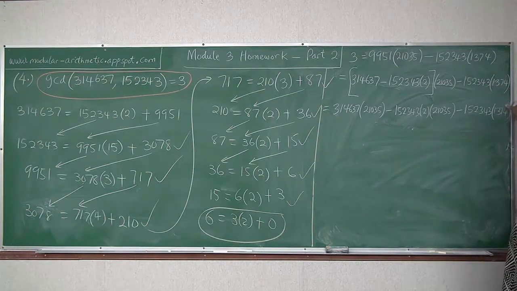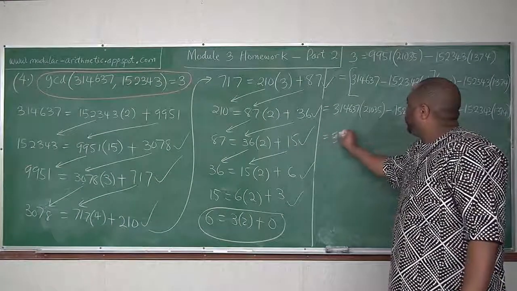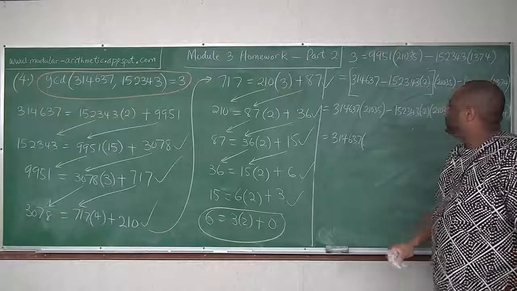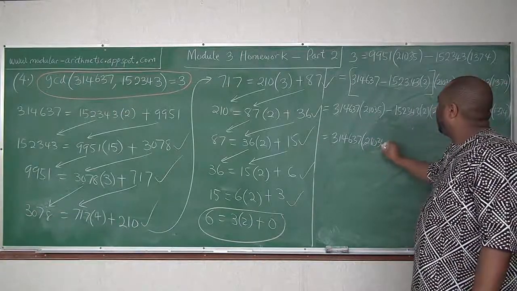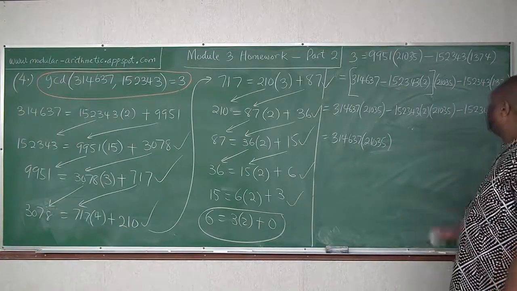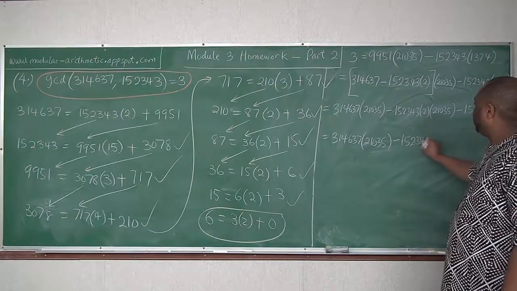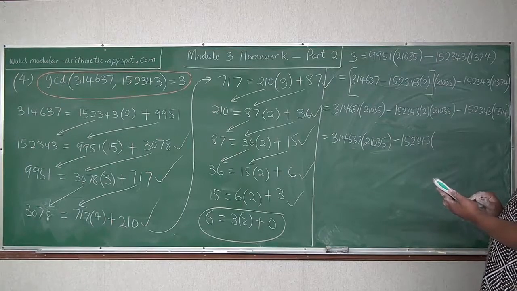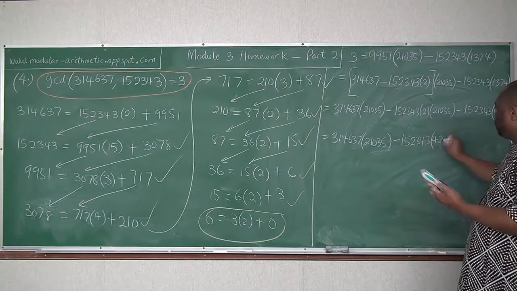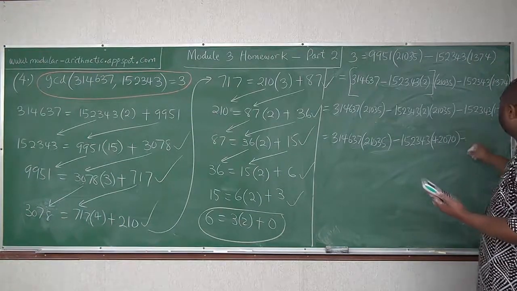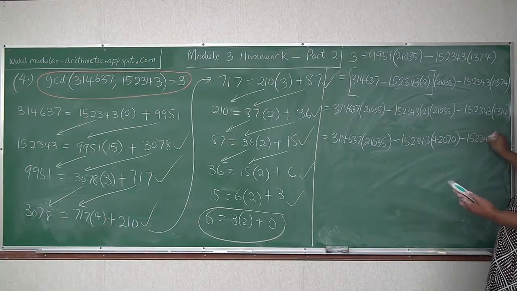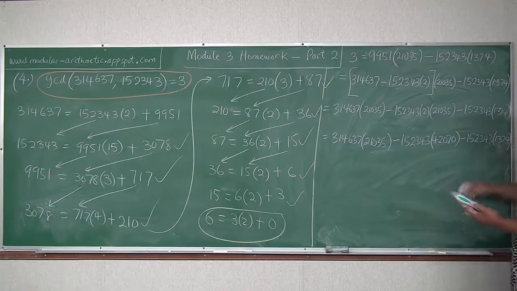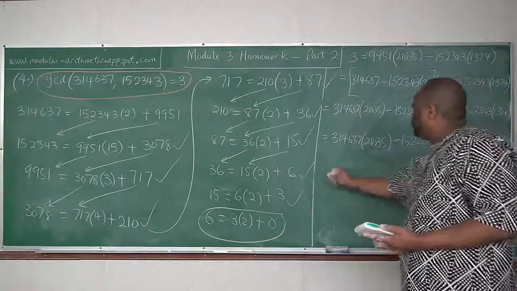Comprenez-vous? Okay, so this will give us 314637 times 21035 minus 152343 times 2 times 21035 is 42070 minus 152343 times 1374. Okay?